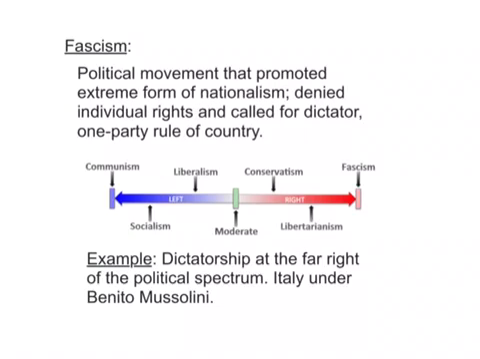Our next key term is fascism. This was a political movement that promoted an extreme form of nationalism, denied individual rights, and called for a dictator. It also had a one-party rule of a country. If you look at the picture below, you can see that fascism is on the far right-hand side of the political spectrum. An example of this is a dictatorship at the far right-hand side of the political spectrum, and another example is Italy under Benito Mussolini. Make sure you're using this example, drawing a picture, or using key terms in the far right-hand side of your vocabulary chart.